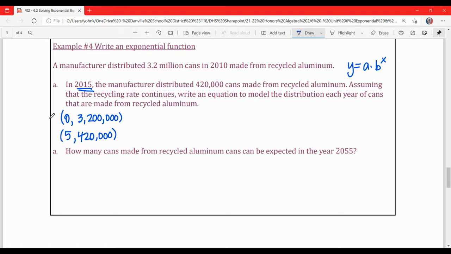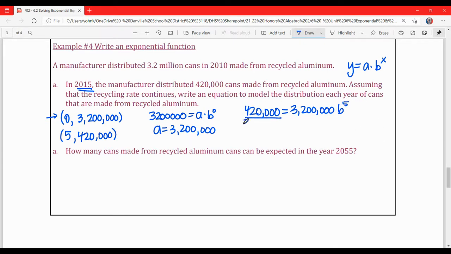So my first ordered pair is what I'm going to use because it has an x of 0. So I've got 3,200,000 equals a times b to the 0. So my a value is 3.2 million. I can use my second equation now and say 420,000 equals 3.2 million times b to the x power, which in this case is 5.